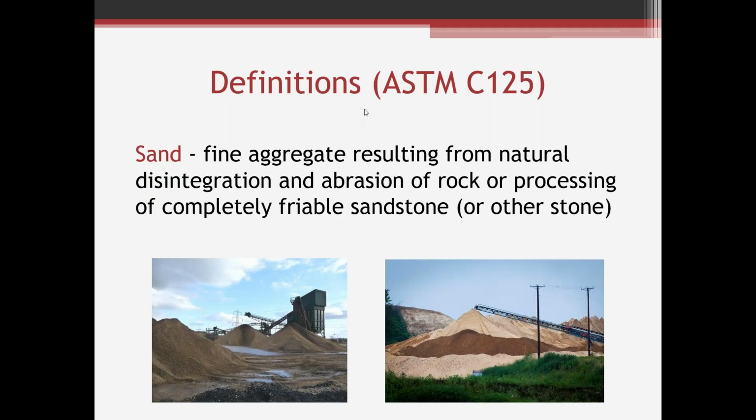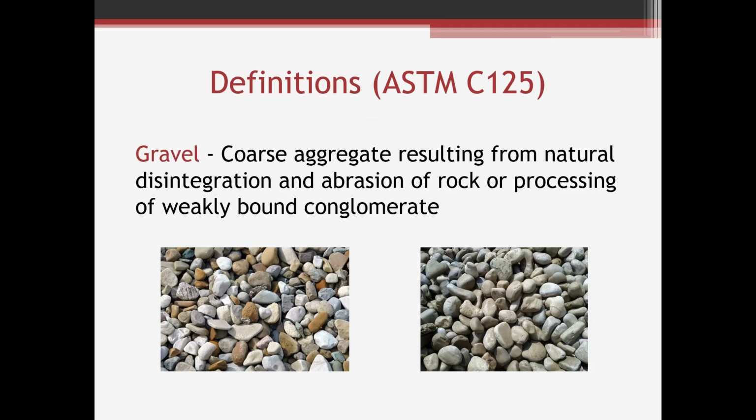Sand, again, we all know what sand is. Pictures there at the bottom. ASTM defines it as fine aggregate. It can be from natural disintegration. It can be a natural sand or a manufactured sand. Natural sands are getting more and more scarce in some areas, so we're starting to see more manufactured sands than natural sands. Gravel, ASTM does distinguish gravel.